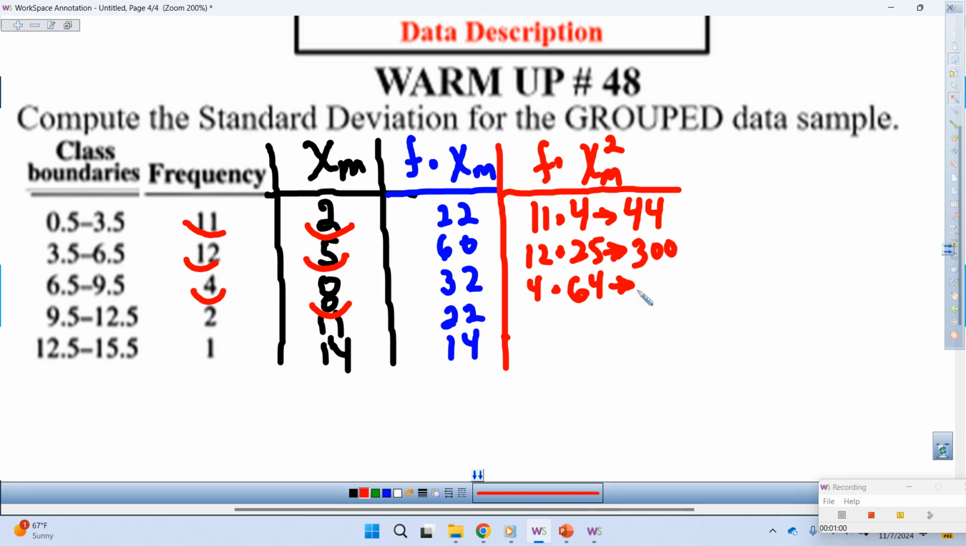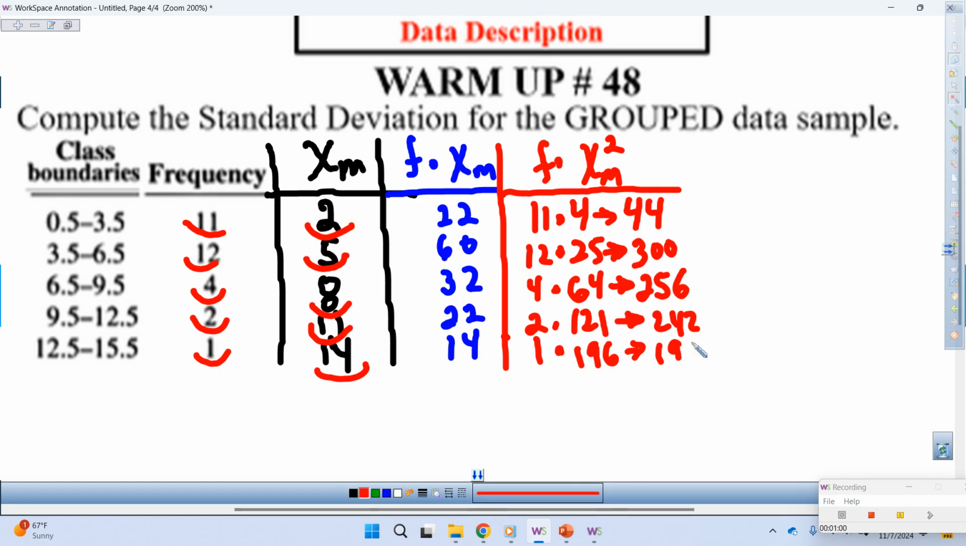Then we got 4 times 8 squared, that's 64. Pass someone? Logan? 256. Then we got 2 times 11 squared, that's 121. And I'll do that one, that's 242. And then we got 1 times 14 squared, that's 196, so that stays 196.